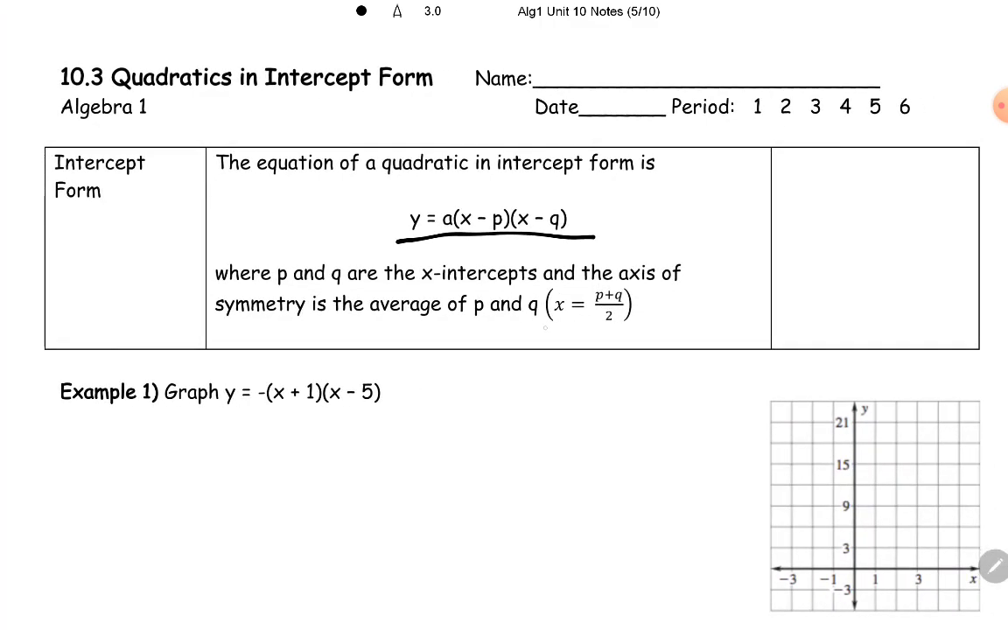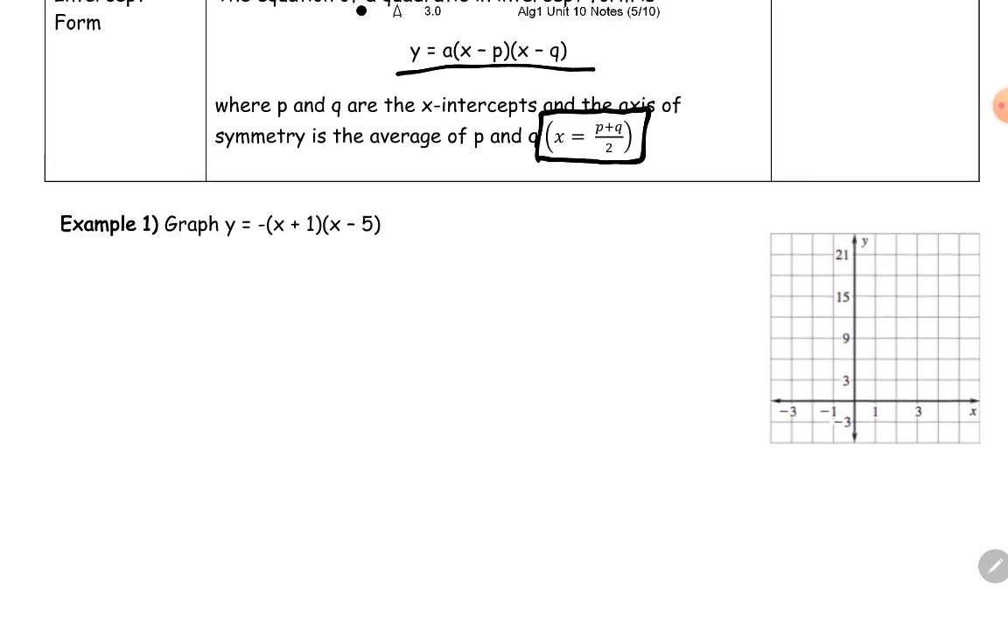The axis of symmetry is now x equals (p plus q) over 2, and we only need 3 points to graph. I'll show you how it's done. First we need to determine what our p and q are. So we look at these two numbers here.